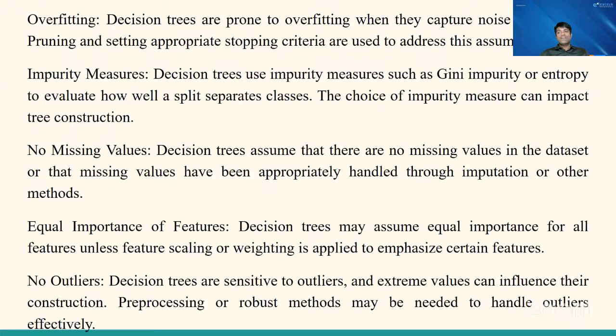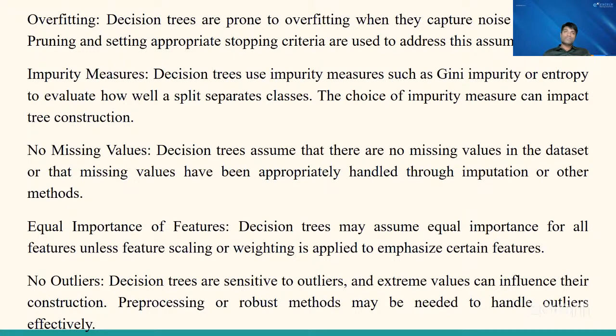Next, a very important assumption is the overfitting part. As I already told you, decision trees are prone to overfitting. That is the biggest problem in decision trees. To address this, we use the concept of random forest that I already told you about. This problem is taken care of in random forest. Next is impurity measures. Decision trees use impurity measures like Gini impurity or entropy to evaluate how well a particular class can be separated.